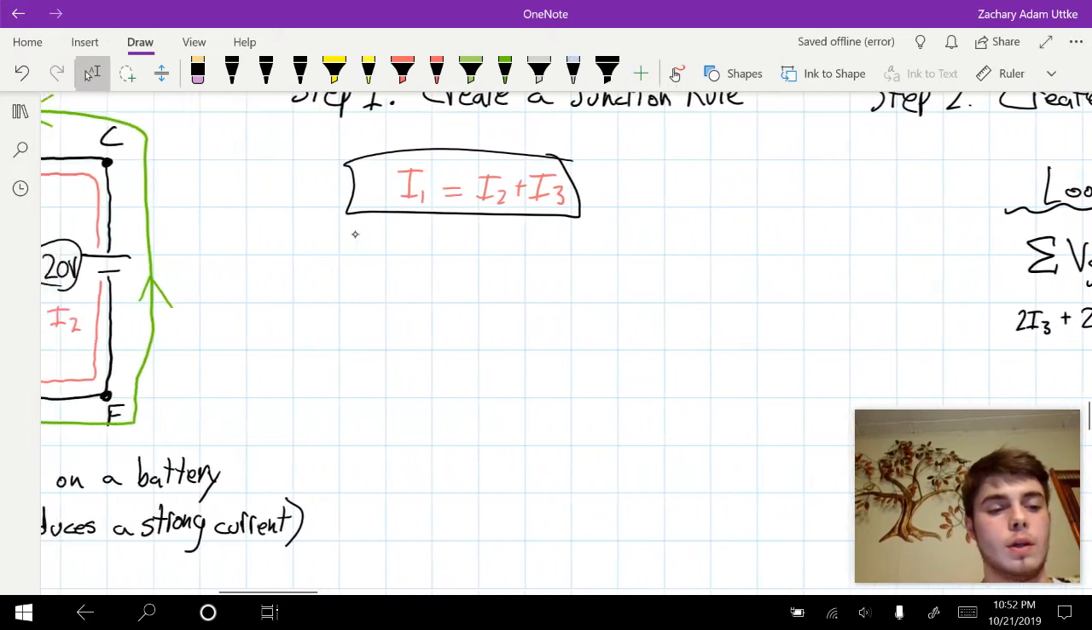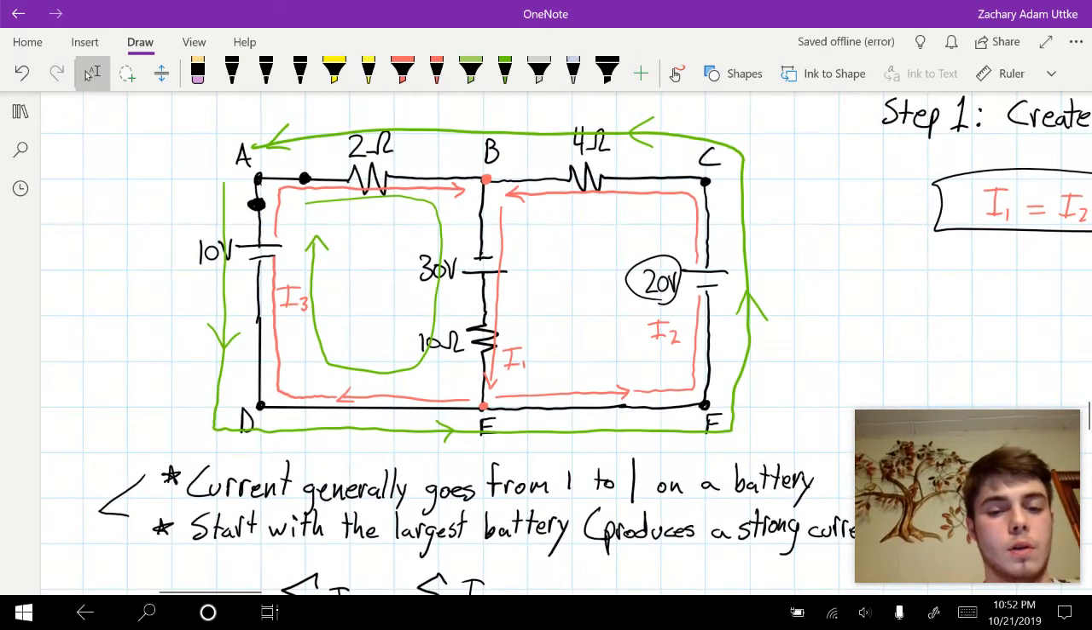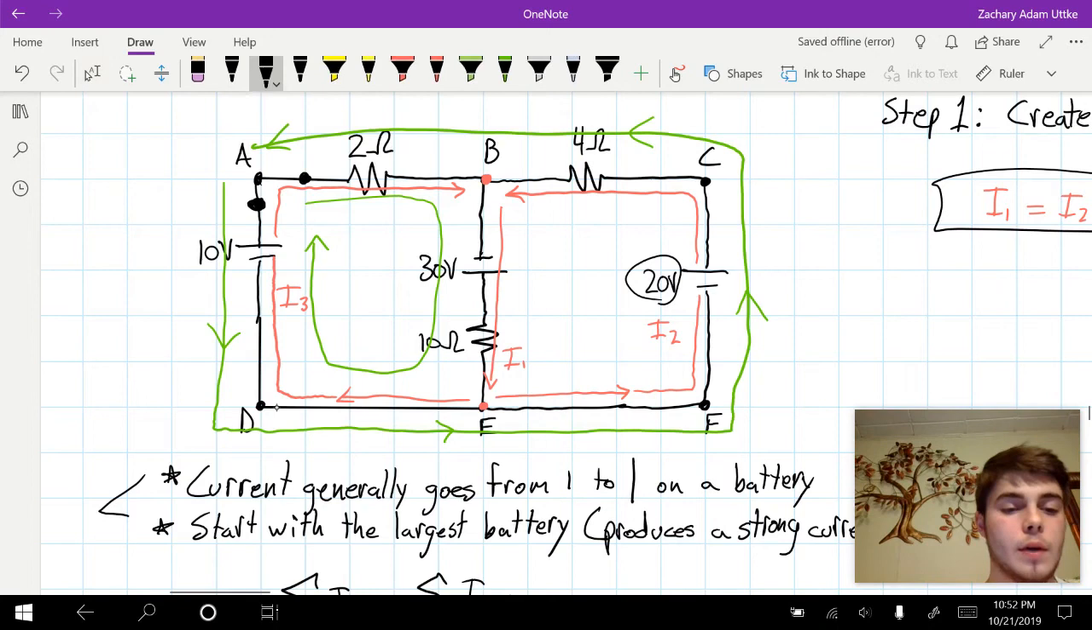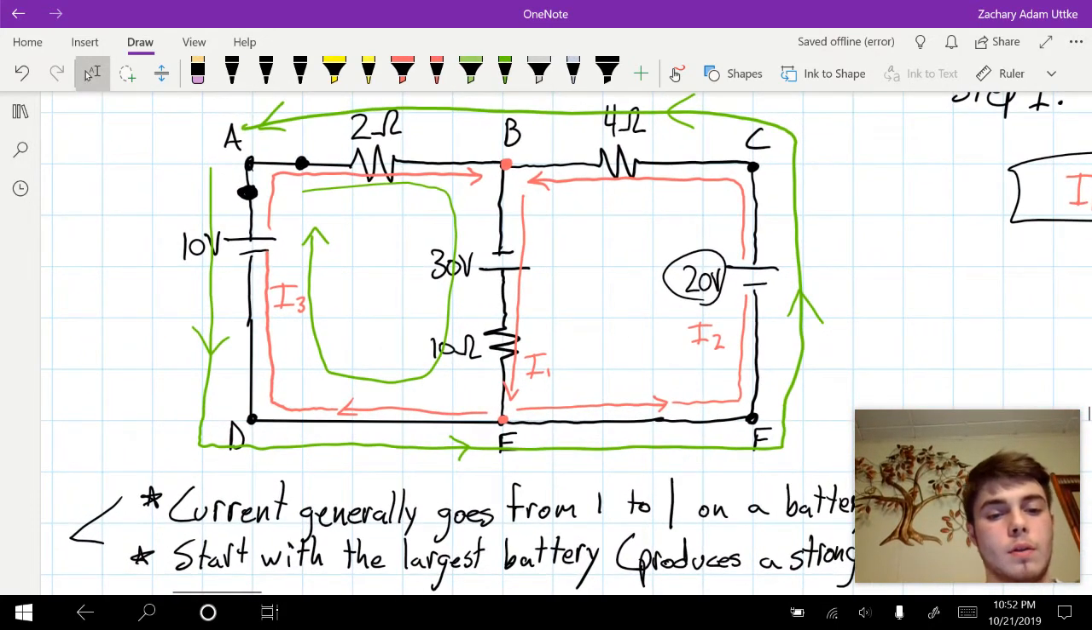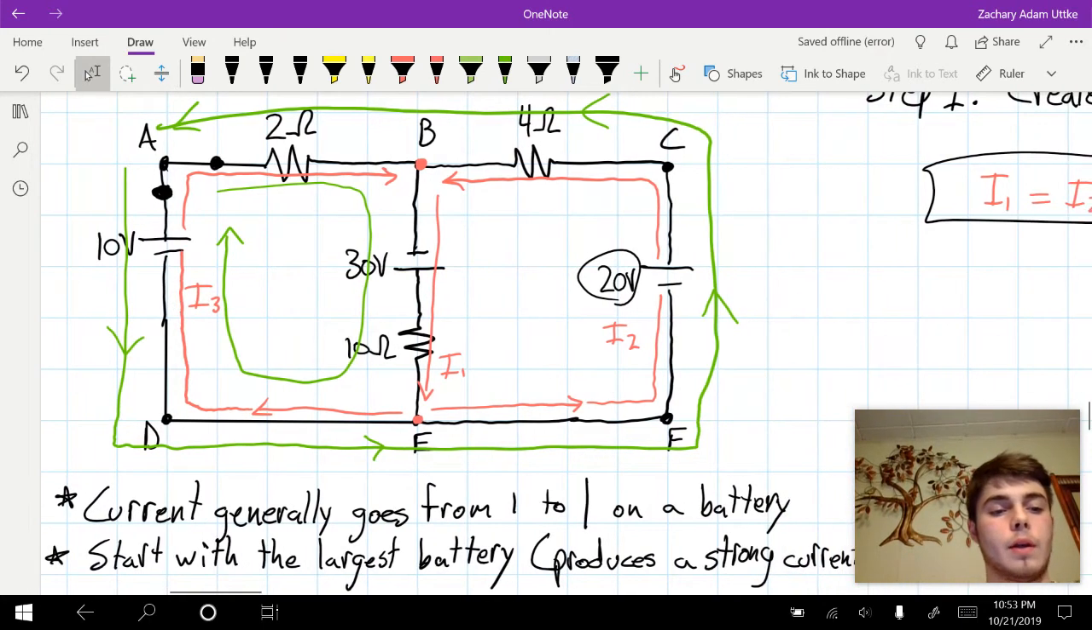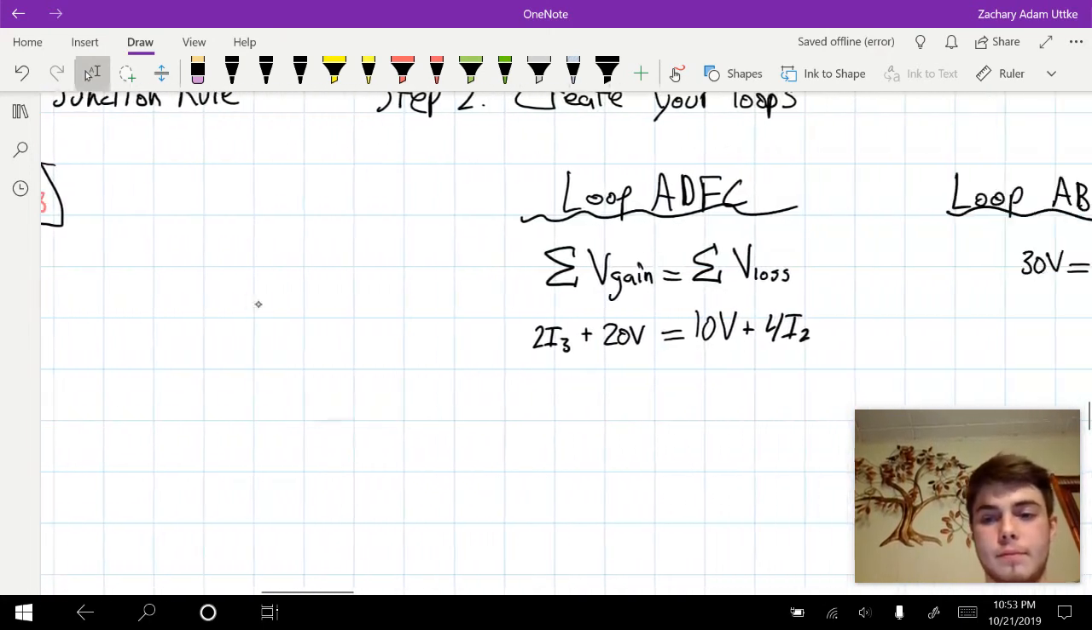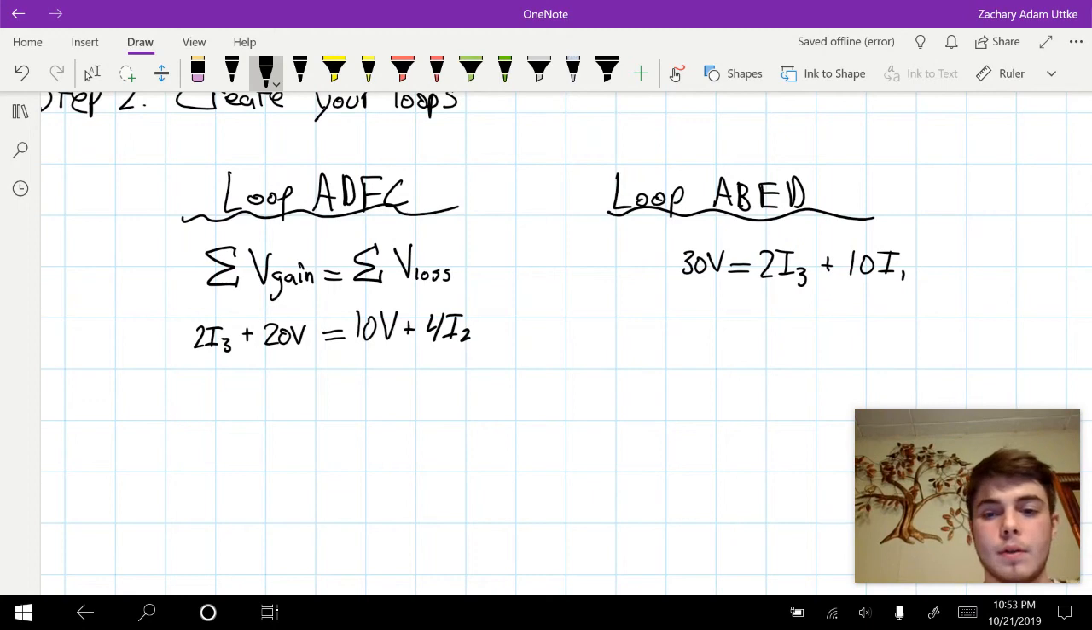Okay, and let's finish. So we continue going, we go from E to D, back up to A where we started, and we go through this 10 volt battery. So our current I3 and our loop are directed in the same way. We're going through the battery the correct way. So that is going to be a gain of 10 volts. So plus 10 volts, just like that.